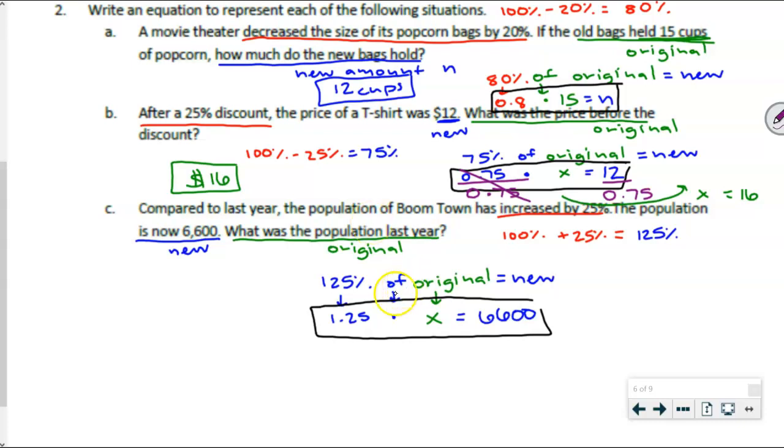We can see x is being multiplied by 1.25. I undo multiplication by dividing and balance it doing the same thing to each side. When I do this, 1.25 divided by 1.25 divides out, and I'm left with just x. X is equal to, in my calculator, I will be typing in 6,600 divided by 1.25, and I get x is equal to 5,280. What was the population last year? The original population last year was 5,280 people.